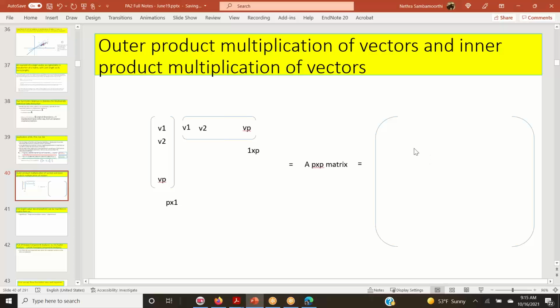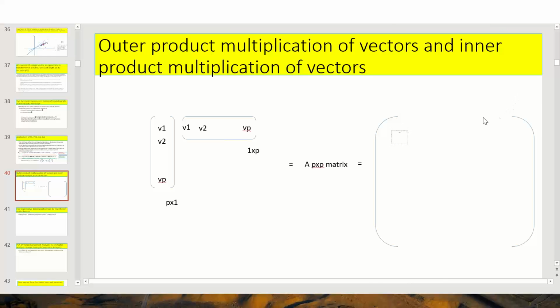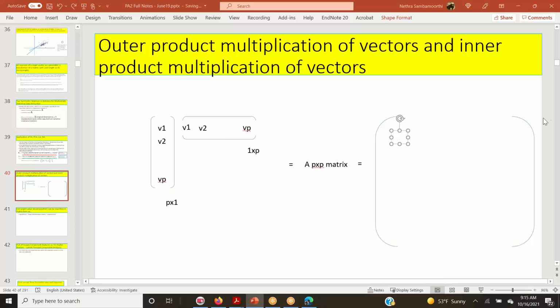Can I put it as V1? Oh, whatever. It went somewhere. What is this? Control Z. What is this guy?